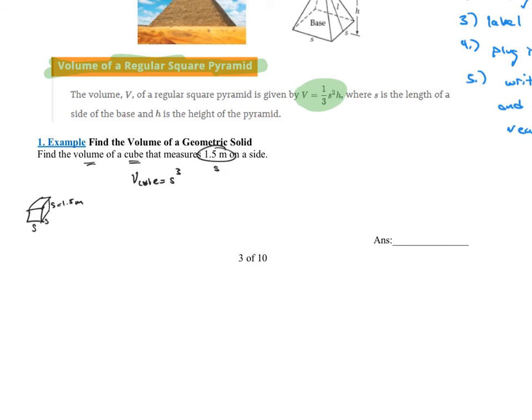What we haven't done is labeled our answer. And our answer, because our units is meters, our answer has to be in meters. But because it's volume, we know it has to be cubed. Any volume must be cubed.